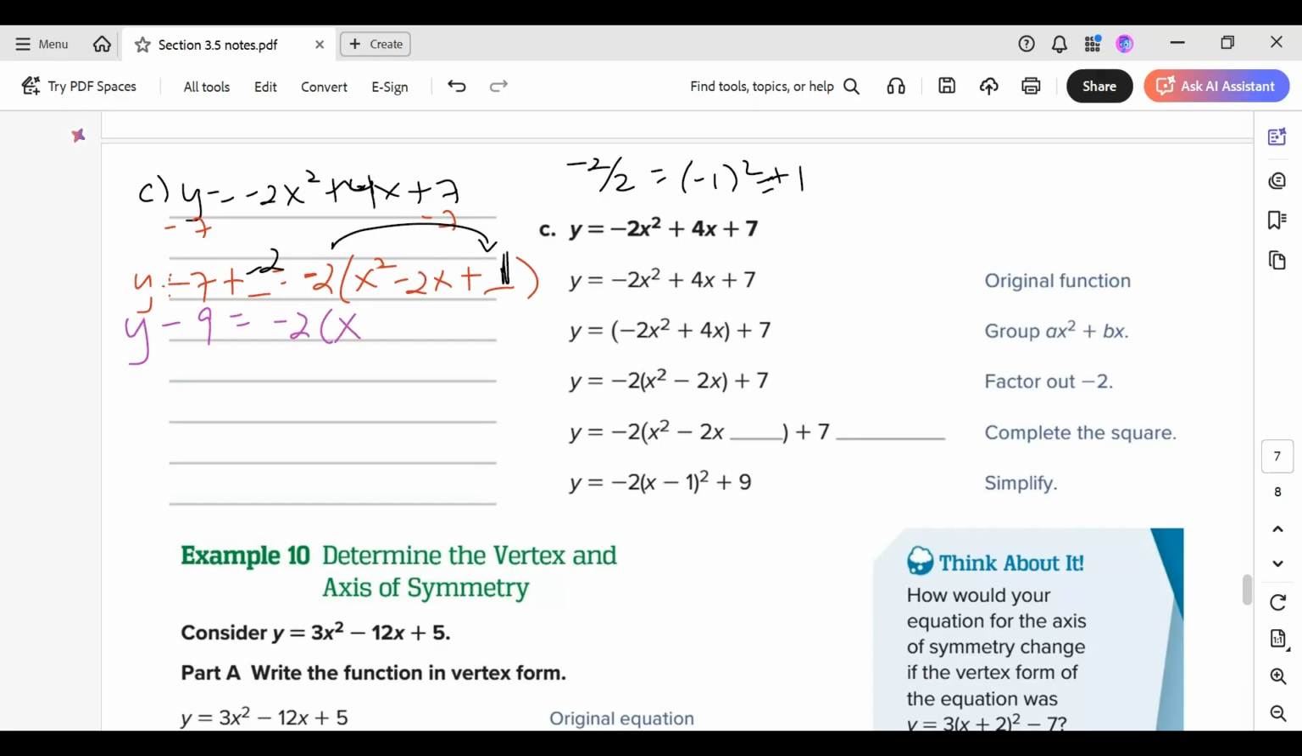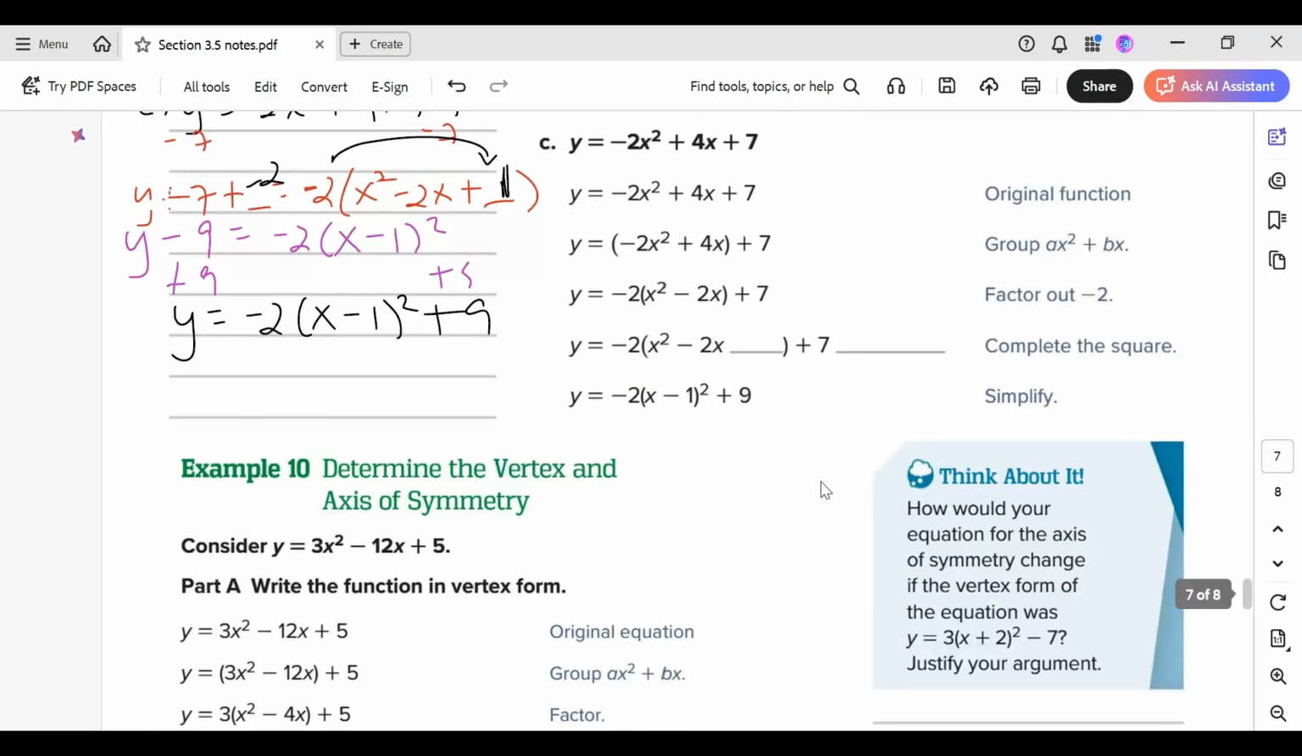Collapse our bubble to become x minus 1 squared. And then the last step is add the 9 back over. So we become y equals negative 2 parentheses x minus 1 squared plus 9, which is the same thing they did.